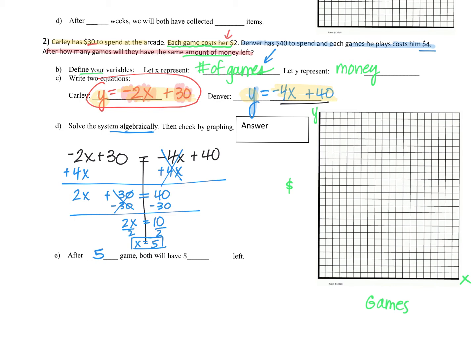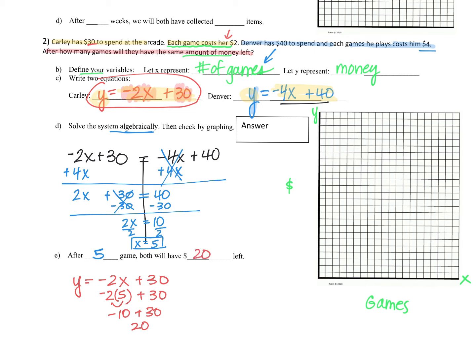of the equations. So I'm going to say, all right, well, for Carly, it's $2 per game, plus she started with 30. So if they play 5 games, I'm going to plug in a 5. I'm going to do negative 2 times 5 plus 30. Well, 5 games, she's going to spend $10 plus that 30. She would have $20 left.